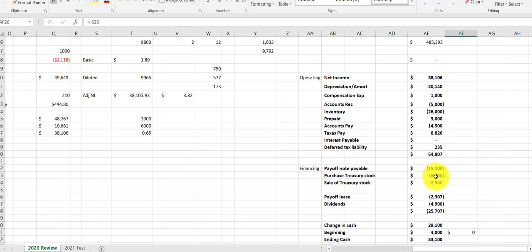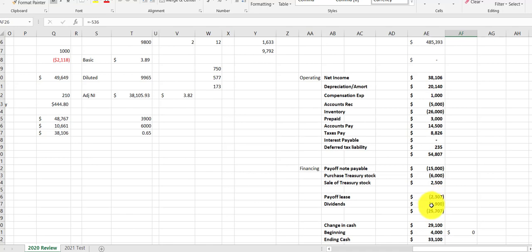We paid off the note payable. We bought the treasury stock. And sale of treasury stock. These are all financing. We had no investing activities for cash because we got new equipment, we got new building, but both those were leases with no cash involved. So those would both be disclosures as non-cash investing or financing activities, but they do not go directly in the calculations. Sale of treasury stock, paid off the lease.